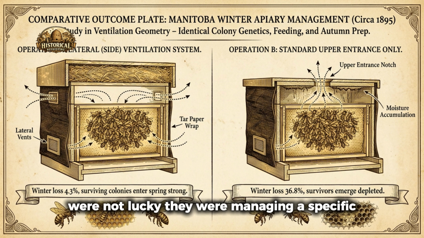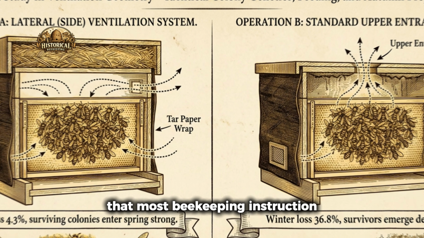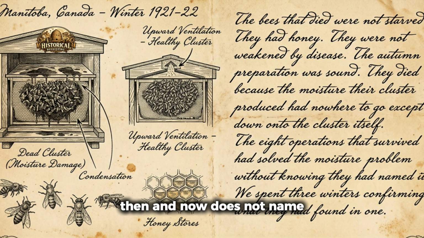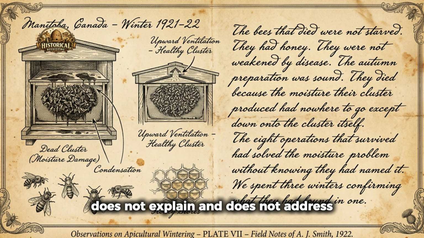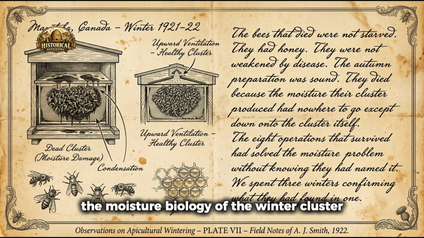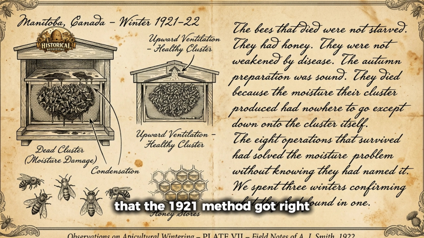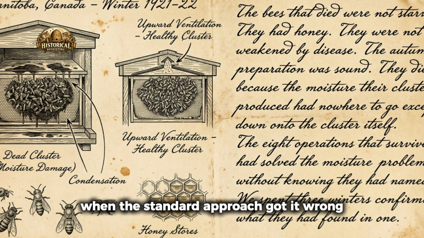They were managing a specific physical process inside the winter cluster that most beekeeping instruction, then and now, does not name, does not explain, and does not address. This video breaks down that process, the moisture biology of the winter cluster, and the ventilation geometry that the 1921 method got right when the standard approach got it wrong.